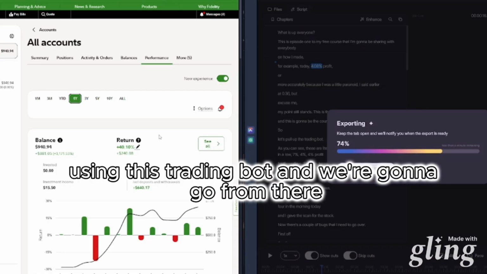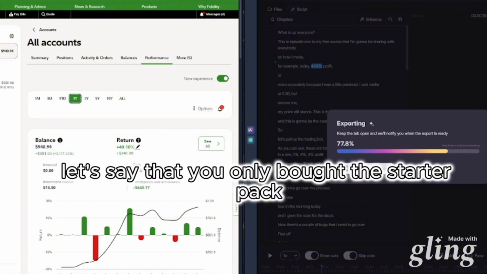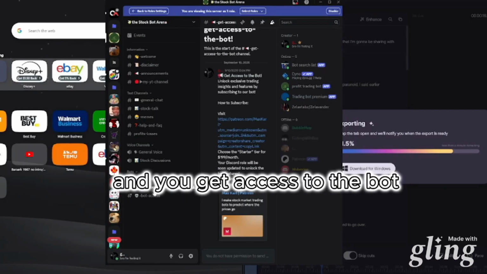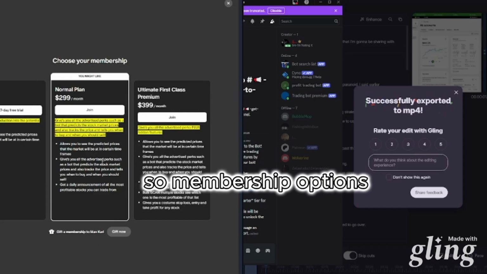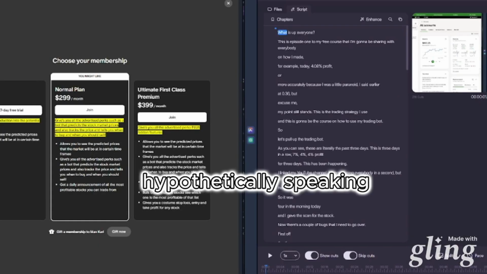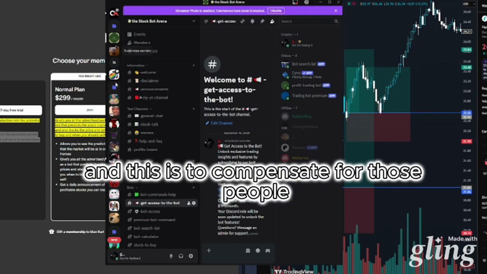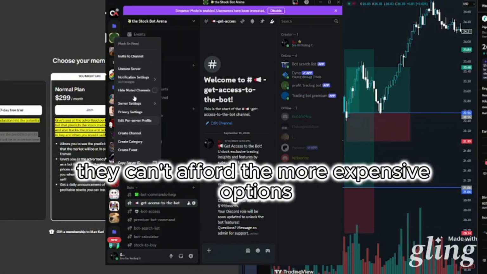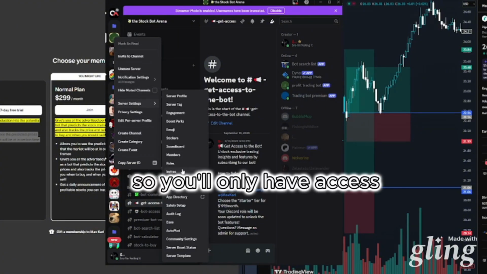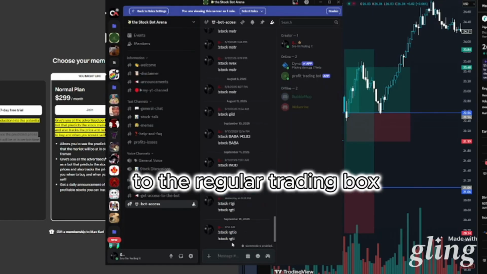And we're going to go from there to how to use it as a plain beginner. Let's say that you only bought the starter pack. So you go into Discord, and you get access to the bot, you click on the link. The link works. So, membership options. Hypothetically speaking, you only bought the starter pack, and this is to compensate for those people that can't afford the more expensive options. So if you bought the starter pack, you'll only have access to the regular trading bot.